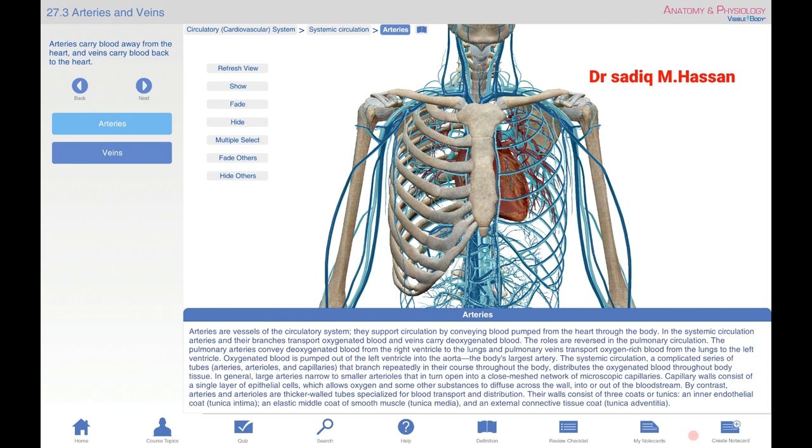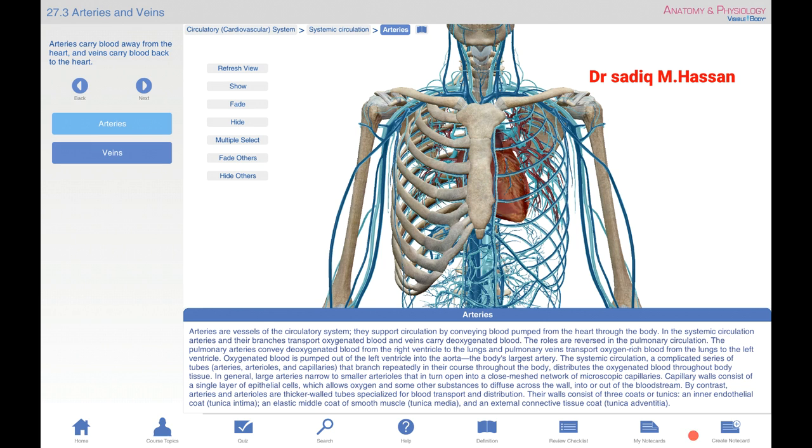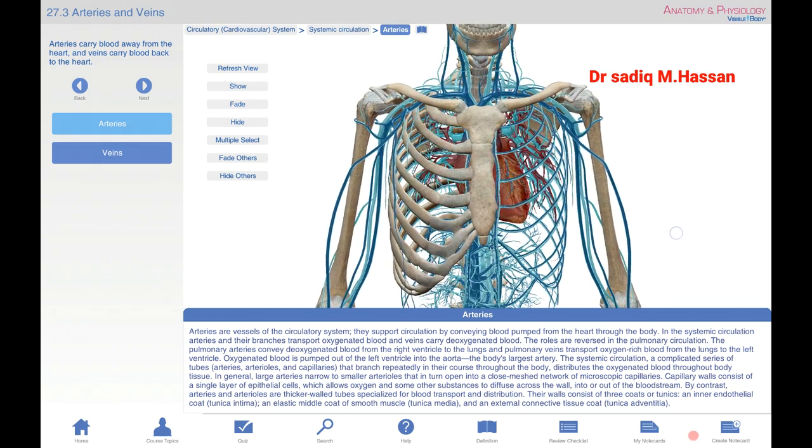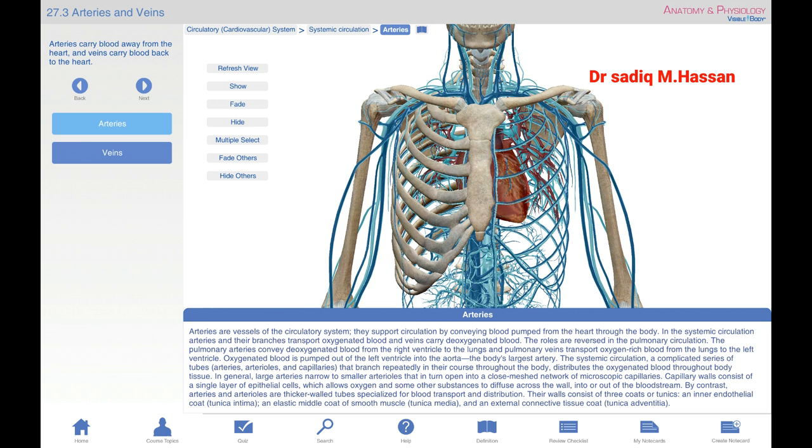In general, large arteries narrow to smaller arterioles, then into a closed meshed network of microscopic capillaries. Capillary walls consist of a single layer of epithelial cells. That is where the exchange occurs, which allows oxygen and other substances to diffuse across the wall into and out of the blood. By contrast, the arteries and arterioles are thicker-walled tubes specialized for blood transport and distribution. What about their walls? They consist of three coats, or tunicae, three layers. We'll see that shortly.